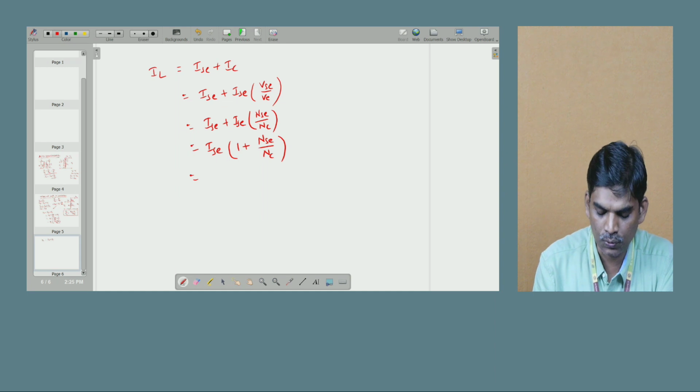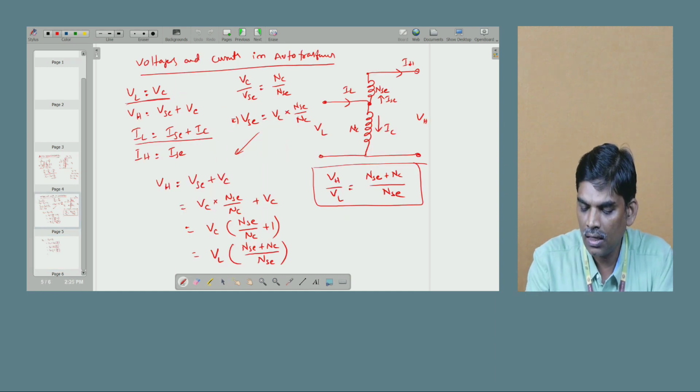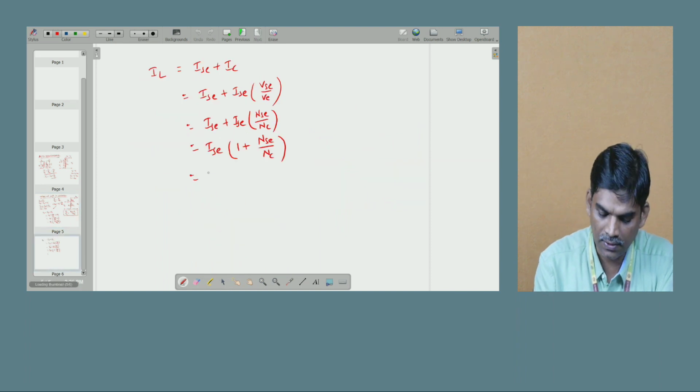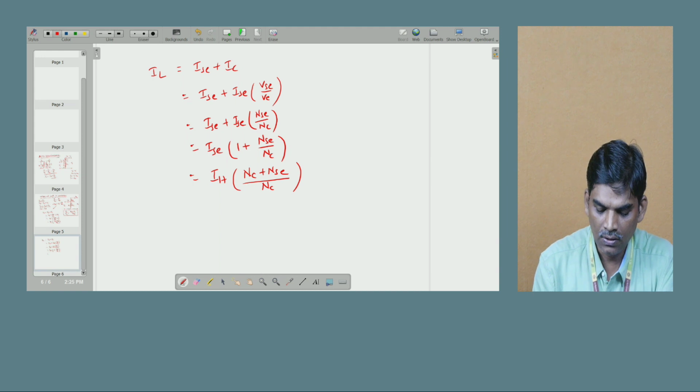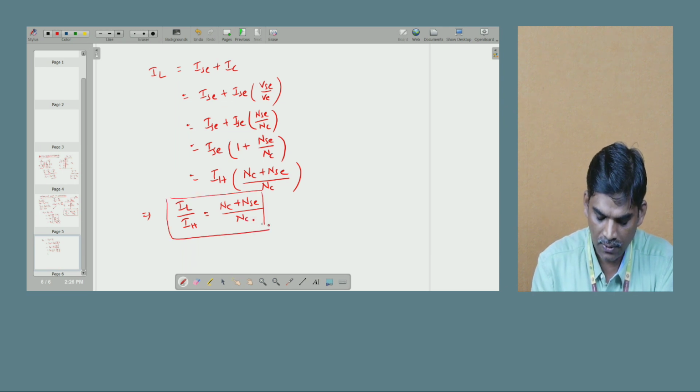Here ISC, as in the two winding transformer, is passing through the high voltage current. So that's why here IL is IH into (NC plus NSC) by NC. This is the formula. Now I can conclude here that IL by IH is equal to (NC plus NSC) by NC. This is one of the equations. It is the current relation in the autotransformer.